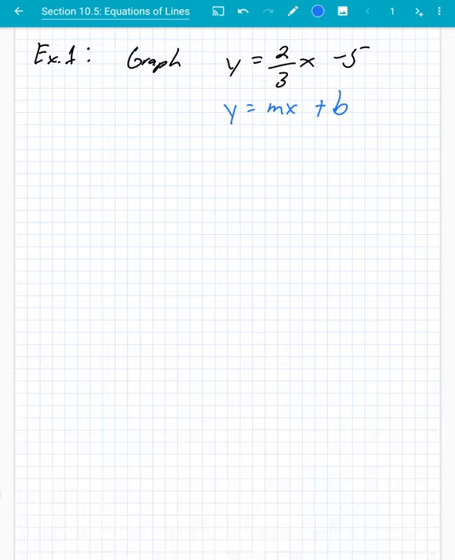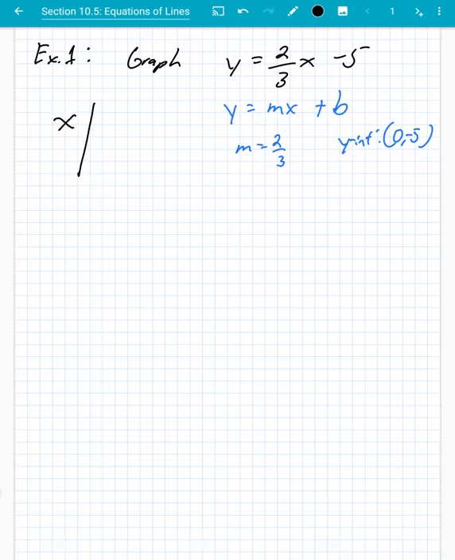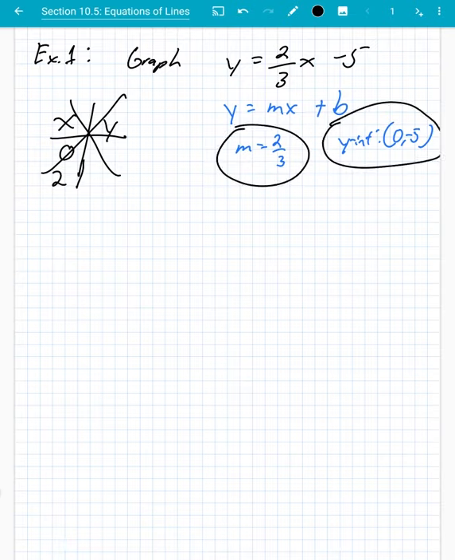So y equals mx plus b. Here we can see our m is 2/3 and our y-intercept is at 0, -5. Since we have a slope and a y-intercept, we don't have to make a t-chart like we used to, where we would choose a point and see what we'd get, then choose another point and see what we'd get. We actually don't need to do that. You can do that if you'd like to. But if you have your slope and your y-intercept, this is the easiest way to graph equations.